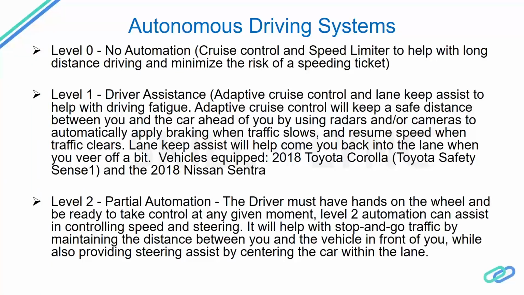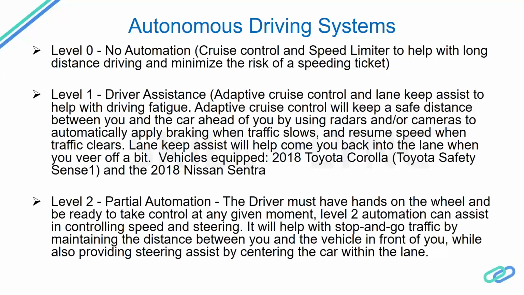And the lane keeping assistance, as I said earlier, will help the driver to maintain the lane discipline. The models that have this system are the Toyota Corolla, which I think some of you might have seen, and the Nissan Sentra. So these vehicles have this level 1 autonomous driving system.